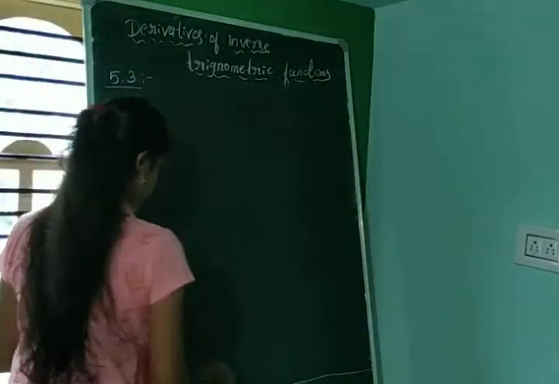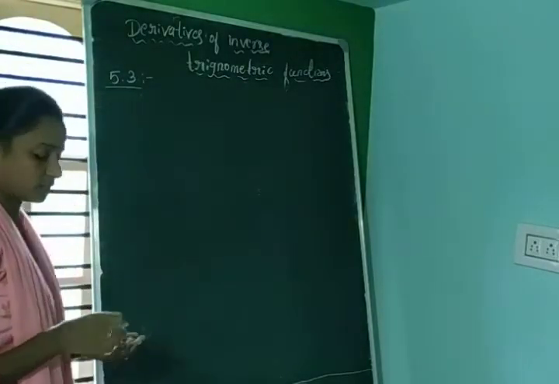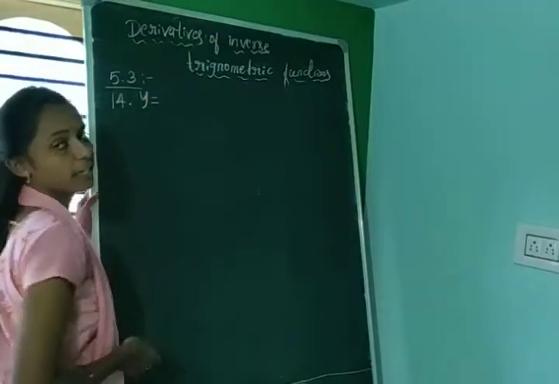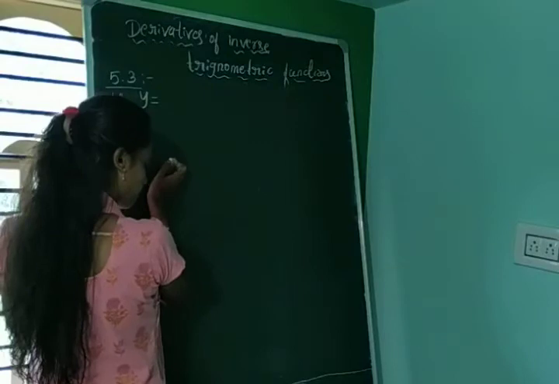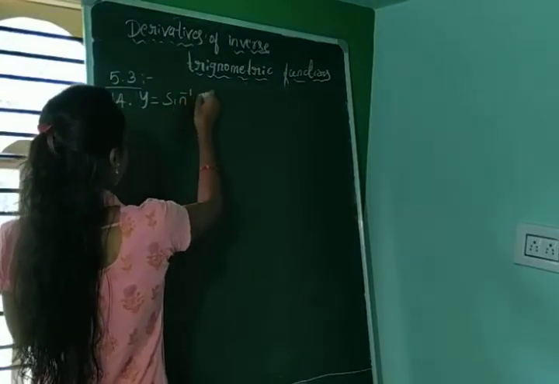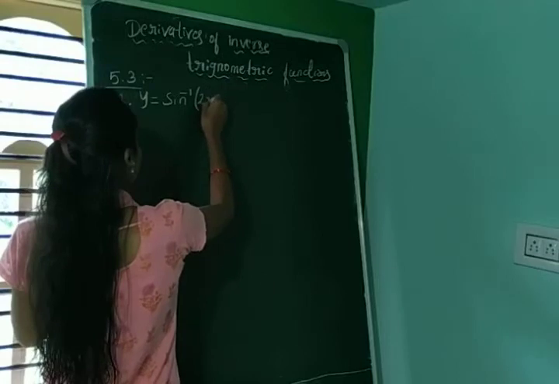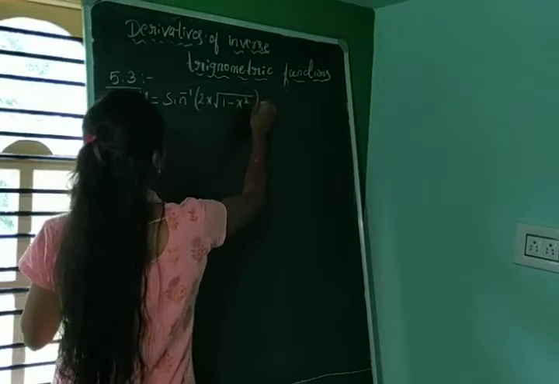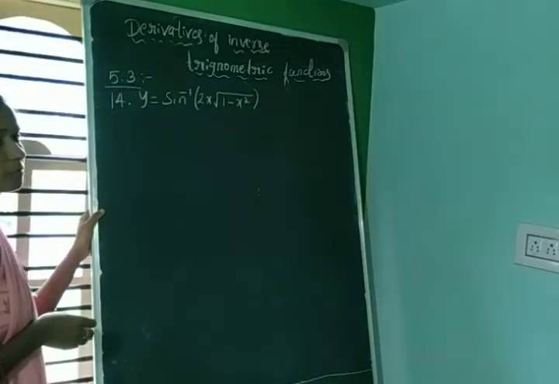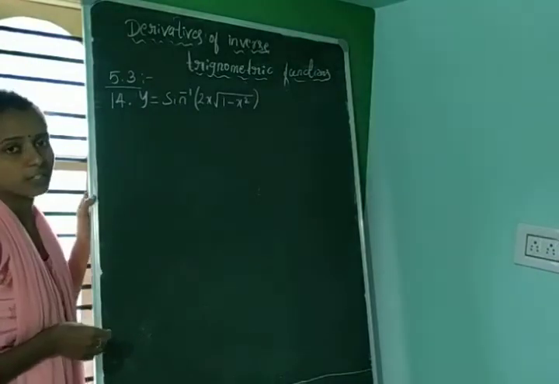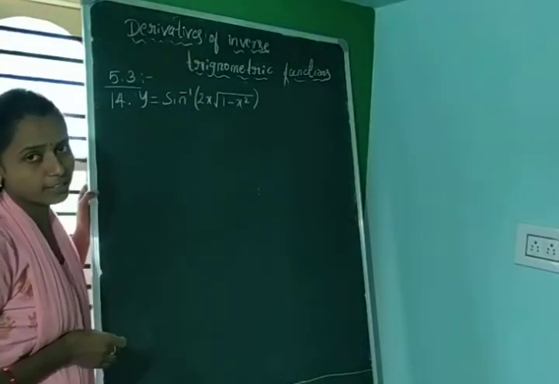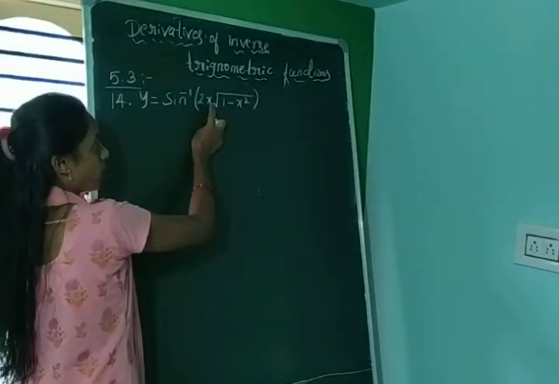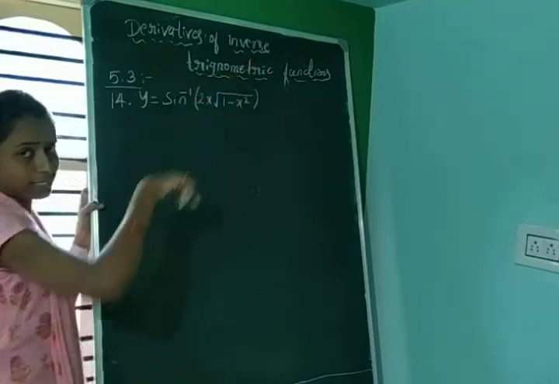14.1. This is an easy one, and you should remember the formulas. Find dy by dx if y is equal to sine inverse of 2x times the square root of 1 minus x square. So now, what will be the x? Now, the substitution. Almost all the problems we took as a tan, but in this case we can't take it as a tan. So it is 2 times the x variable, square root of 1 minus x square.